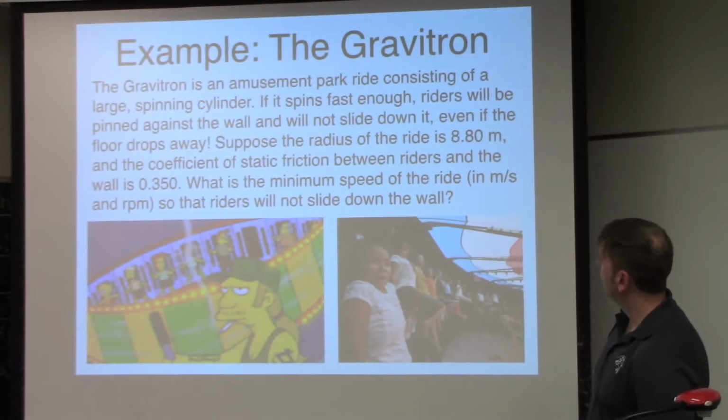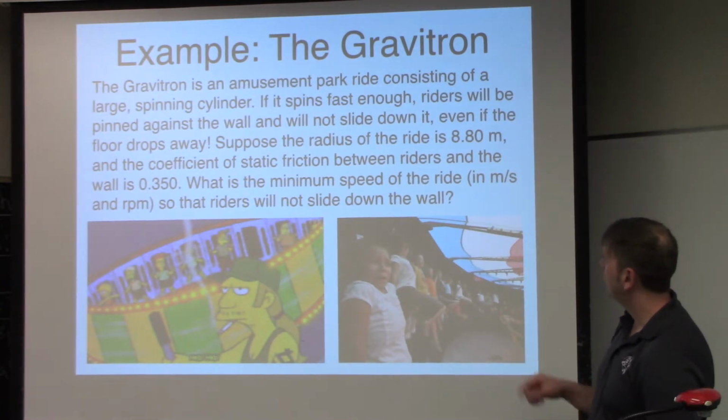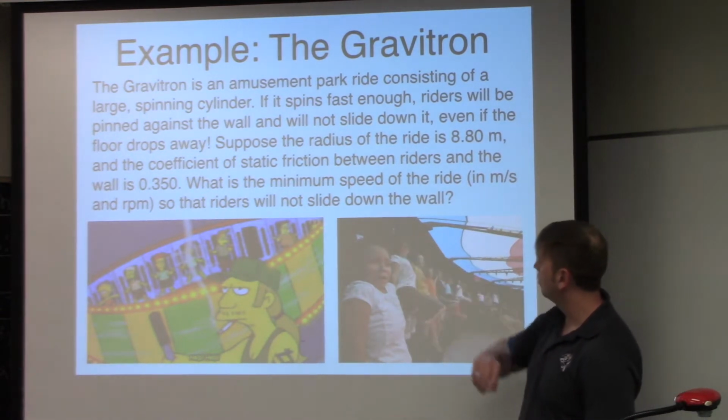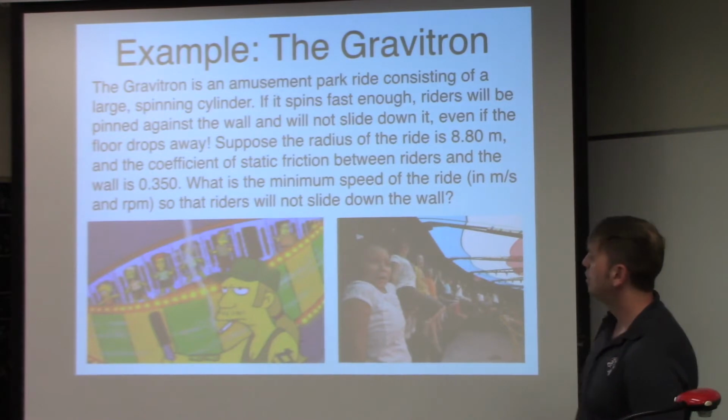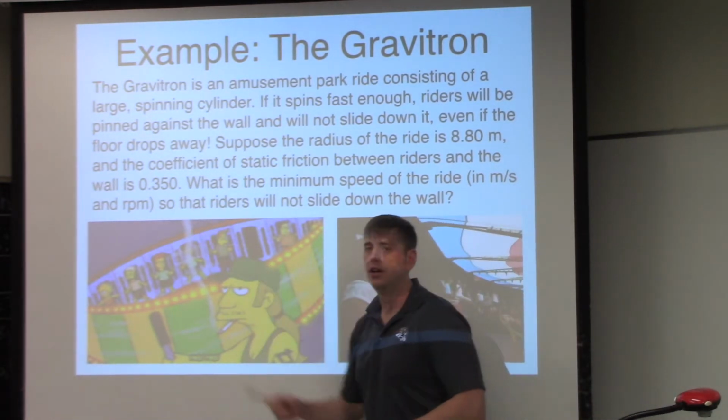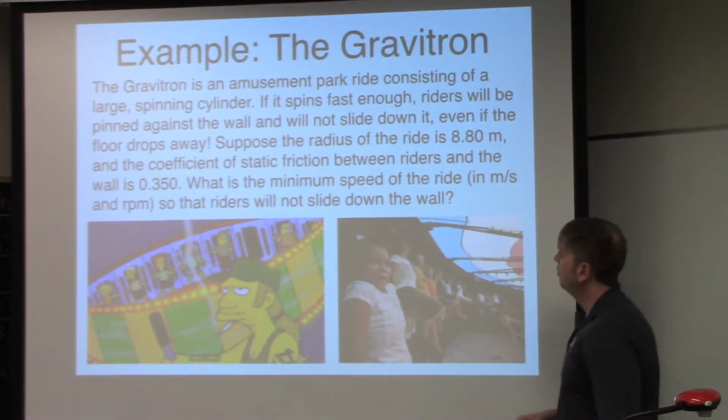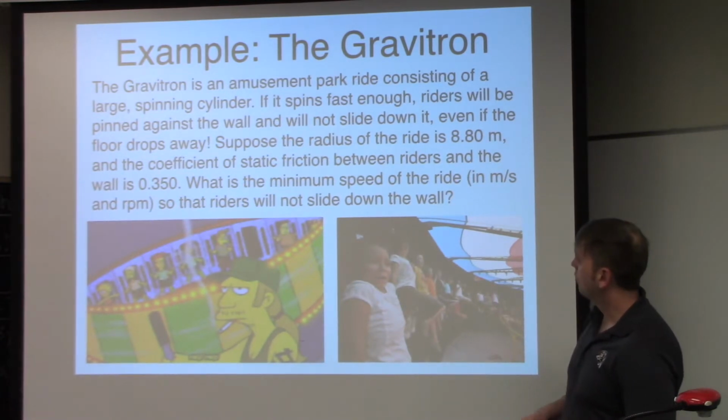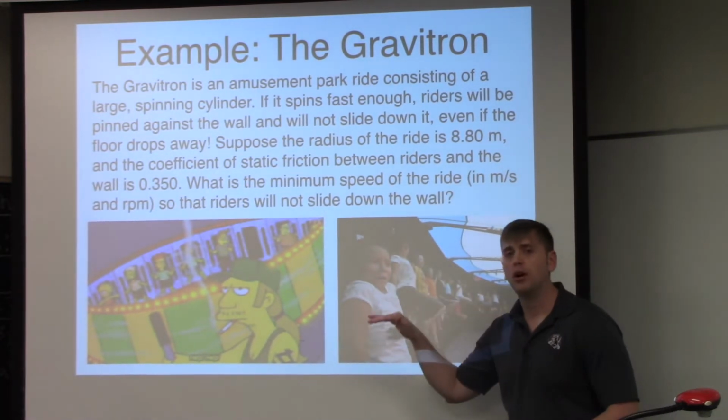Suppose the radius of this particular ride is 8.80 meters, and the coefficient of static friction between the rider and the wall is 0.350. What is the minimum speed of the ride so that riders will not slide down the wall?